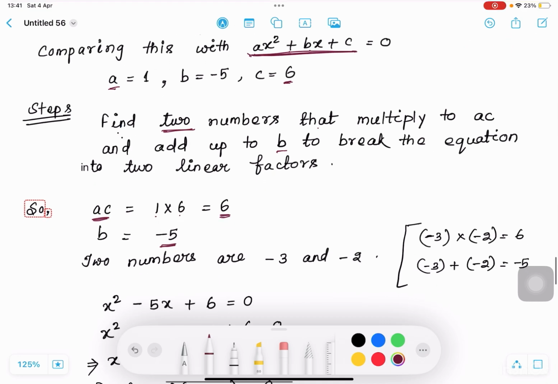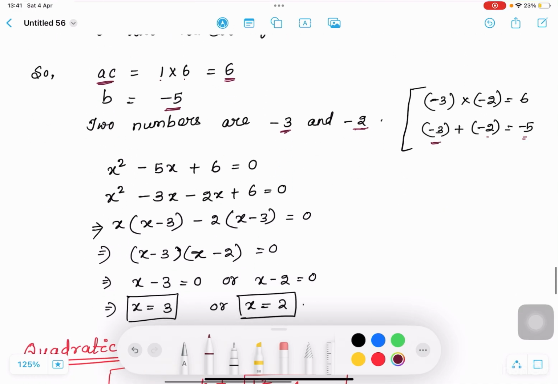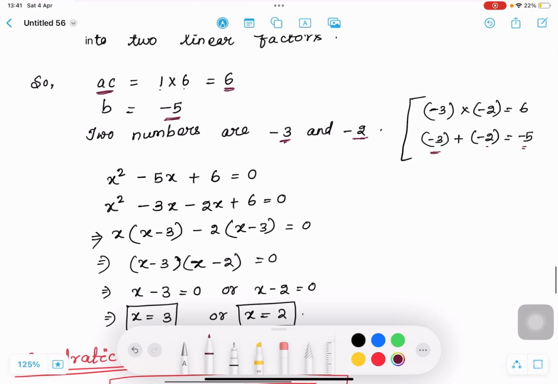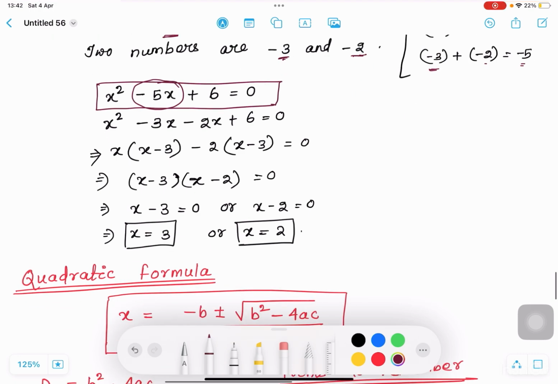Those two numbers we can find: -3 and -2. Here -3 plus -2 is -5, and -3 into -2 equals 6. So we found our two numbers are -3 and -2. Now our equation was x² - 5x + 6 = 0. We will split the middle term as -3x and -2x: x² - 3x - 2x + 6 = 0.